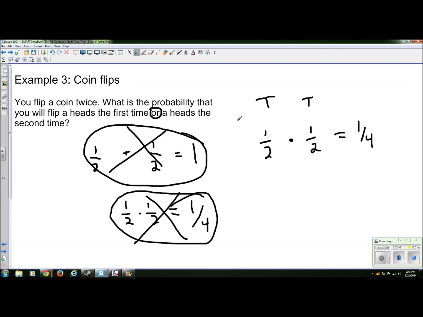But we're doing the complement here, right? We're looking at what we don't want to happen, and then we're saying, well, what's the probability of that? And then taking that probability away from 1. So 1 minus 1/4, which is 3/4. That's the probability of heads or heads. Heads on flip 1 or heads on flip 2.